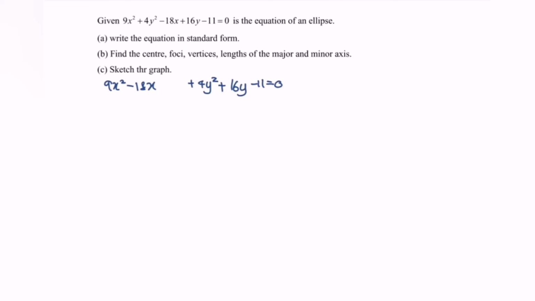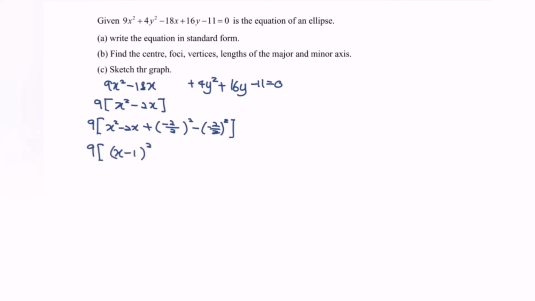Finally, sketch the graph. First, we have to complete the square. So 9 bracket where we have x squared minus 2x. Next, completing the square, we have 9 bracket x squared minus 2x plus bracket square, so negative 2 over 2 minus negative 2 over 2 squared. Simplify to get x minus 1 bracket square minus 1. Expand: 9 multiplied by x minus 1 bracket square minus 9.